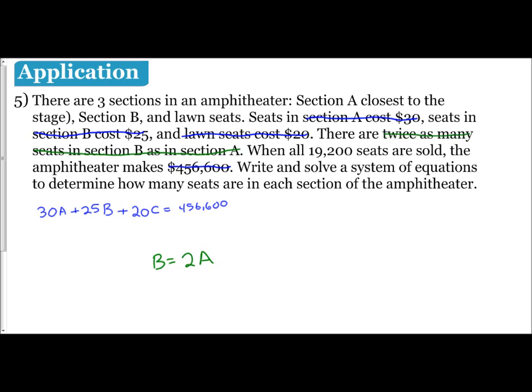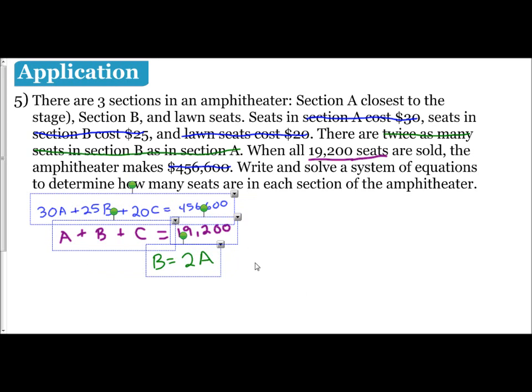And I go through now and I see there's only one more piece of information remaining. There is a total of 19,200 seats. Well, what type of seats does the amphitheater have? The amphitheater has Section A seats, Section B seats, lawn seats, which we're going to use C for. So the number of Section A, the number of Section B, and the number of lawn seats total is 19,200. So here is my system of equations, the first part of our problem.